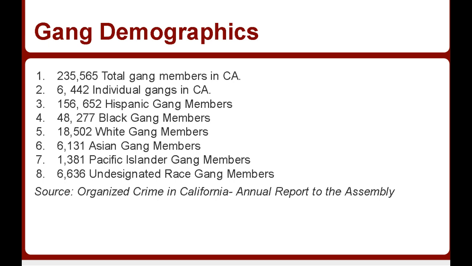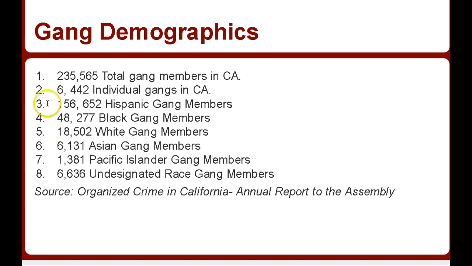According to the annual report on organized crime in California, and these are 2010 numbers, but they've probably increased a little bit, but not significantly, they estimate that there are 235,565 gang members currently residing in California. There are 6,442 individual gangs.